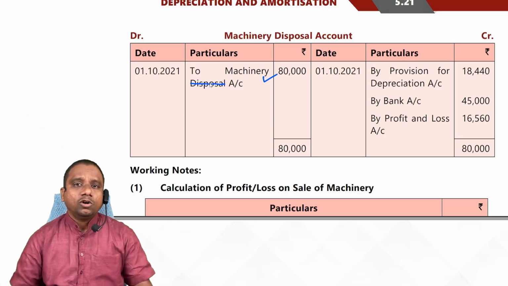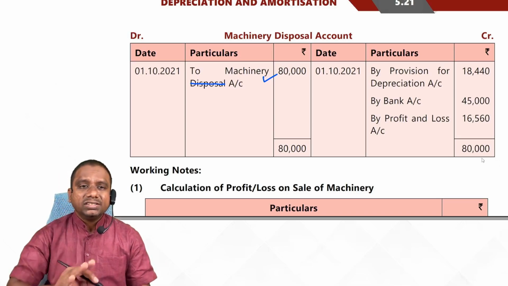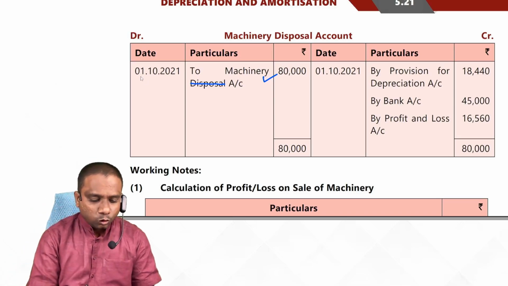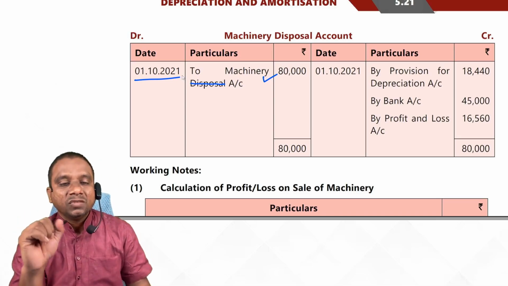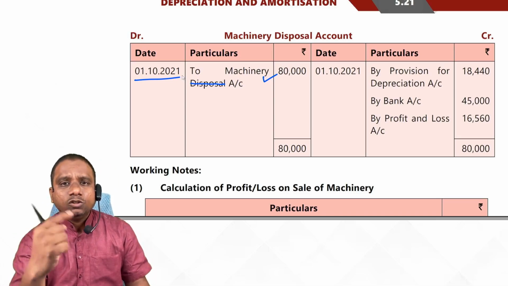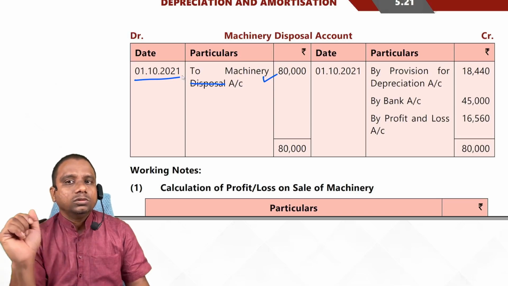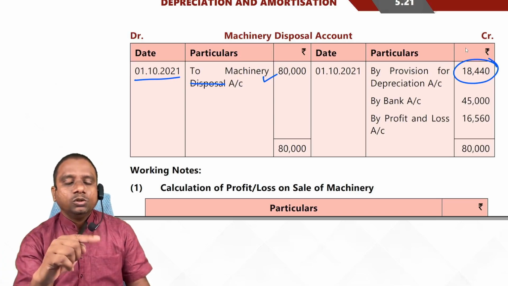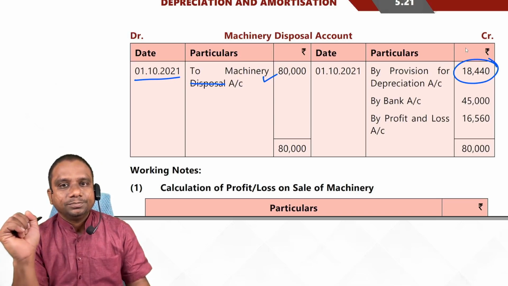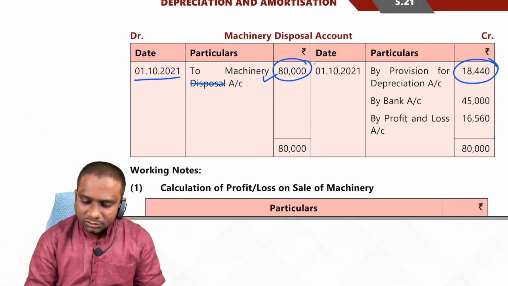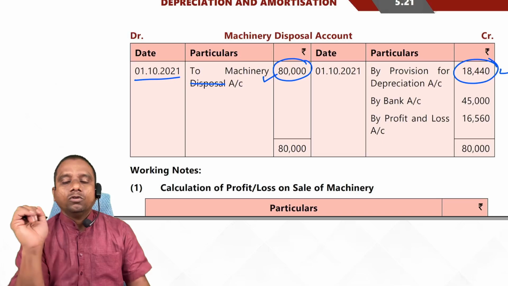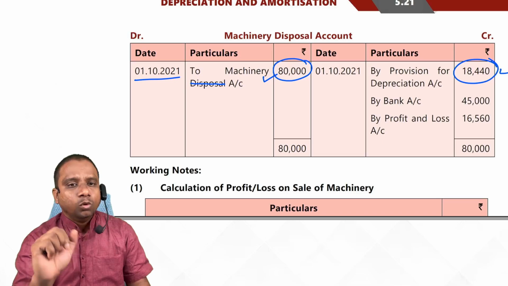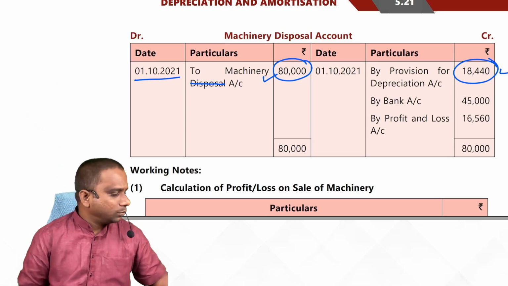On this, originally, how much depreciation did we provide? You just calculate the depreciation provided from 1st April 2019 to 1st October 2021. Till this date, whatever depreciation you provided on this asset, transfer to provision account. From provision, you transfer to machinery disposal. Observe, 80,000 cost, 18,440 provision for depreciation. The difference amount is nothing but book value. How much is the book value? Tell me, students.